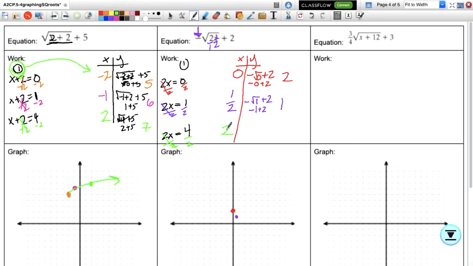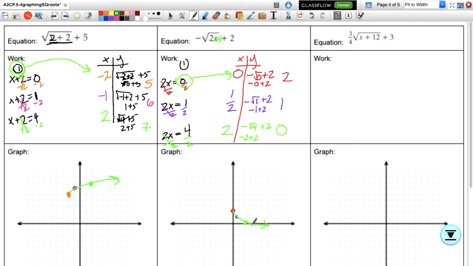Last one, I have this 2. I'm going to plug in a 2 right up here. So I'm going to have 2 times 2, which gives me 4. So I'll have negative square root of 4 plus 2. Well, the square root of 4 is 2, so we have negative 2 plus 2, which is just 0. So I'm going to go over 2, up 0. And starting with wherever this happened, this coordinate pair is where it starts. And it's going to go down like that.